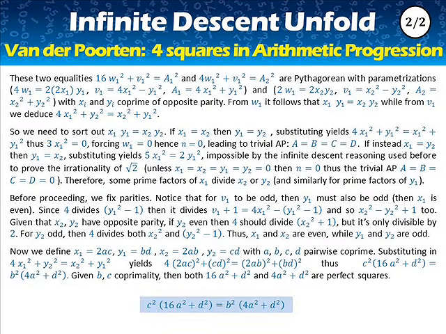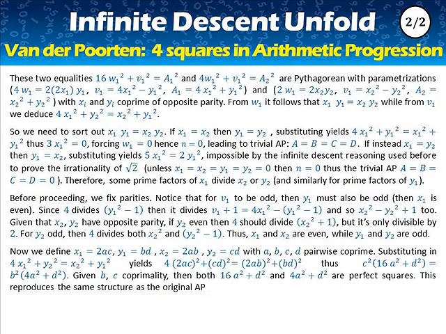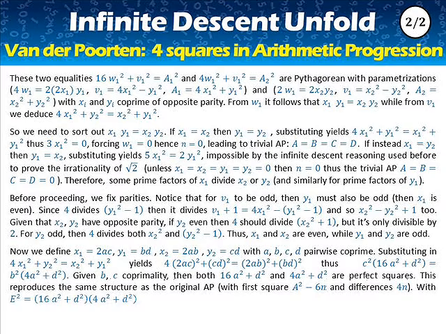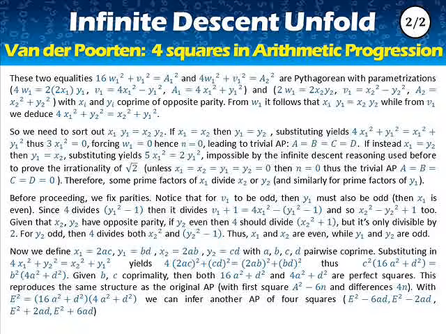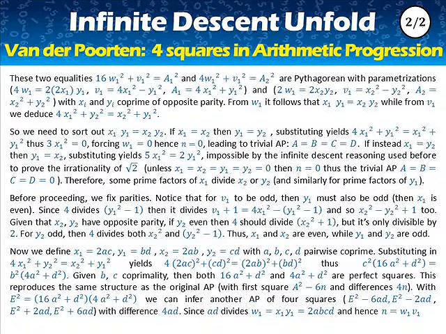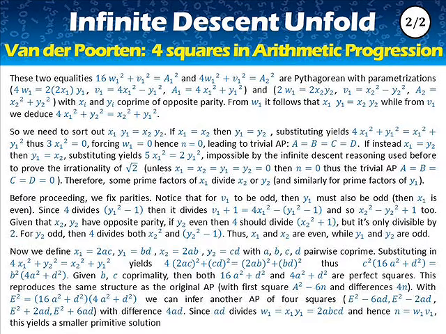This reproduces the same structure as the original arithmetic progression, with first square a² minus 6n and differences 4n. With the product of these two factors being a square, we can infer another arithmetic progression of 4 squares with difference 4ad. Since ad divides w₁ and hence divides n, this yields a smaller primitive solution, completing the infinite descent.